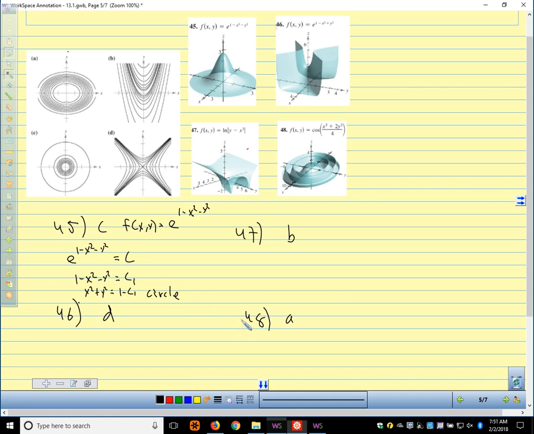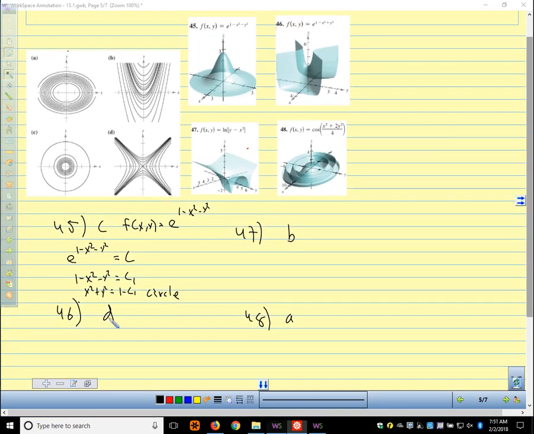So that would be how I would find the level curves of this function. The level curves are circles. Okay. Number 46, we said was D. These level curves are hyperbolas.